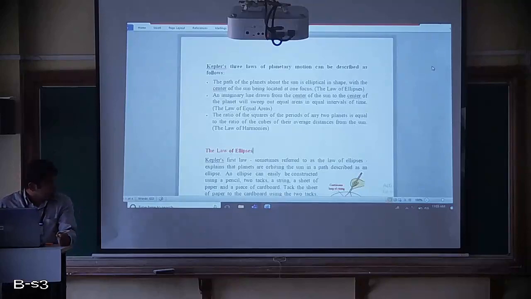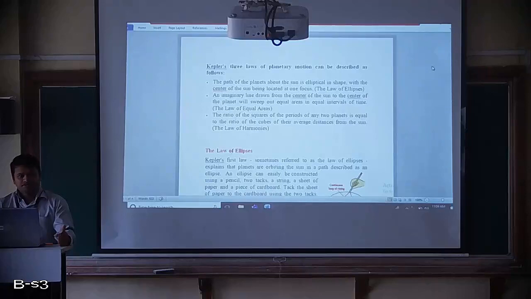And in today's class, and today will be our last class. With this class, we will be completing the syllabus. The whole syllabus will be completed. So in today's class, we will discuss Kepler's three laws and Earth orbit trajectory. If we complete these two topics, then it is done.